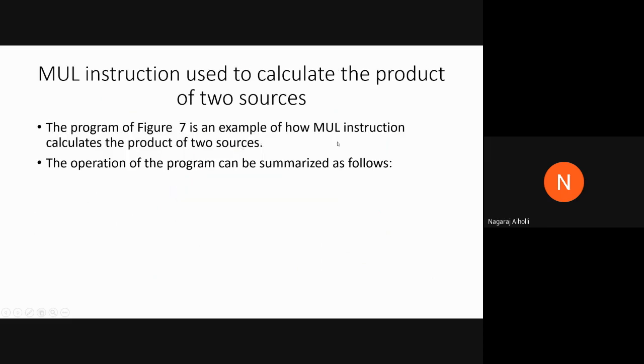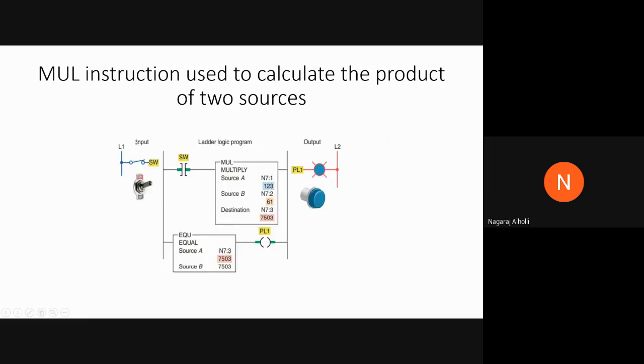The program here is an example of how the MUL instruction calculates the product of two sources. One more example is illustrated here for understanding purposes. When the switch is closed, this examine-if-closed instruction is true, then the multiplication instruction is activated. Value in A is 123, value in B is 61. 123 into 61, how much is it? Just calculate. 123 into 61 comes out to 7503. That will be stored in destination N7:3.